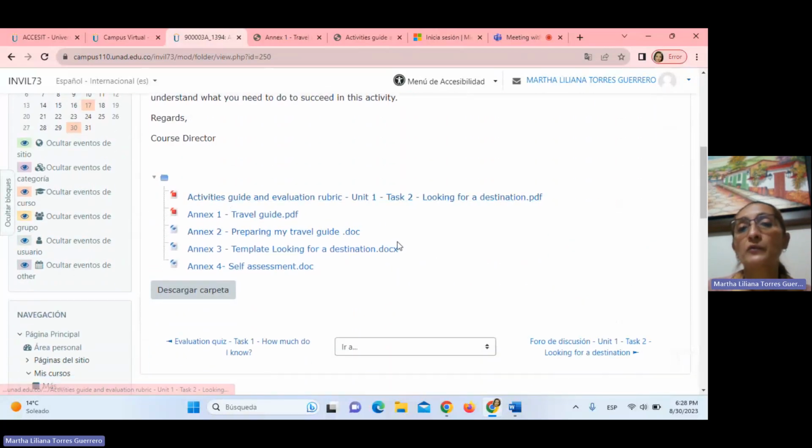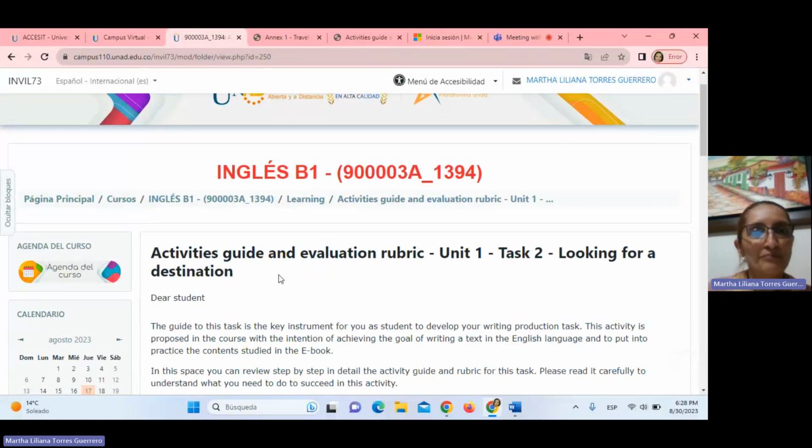The activity guide and evaluation rubric is the document I socialized before, and also the annexes: the travel guide, Preparing My Travel, which is the chart, and the travel guide reading, the template for looking for a destination, and of course your self-assessment. So I try to be very clear with all the information.